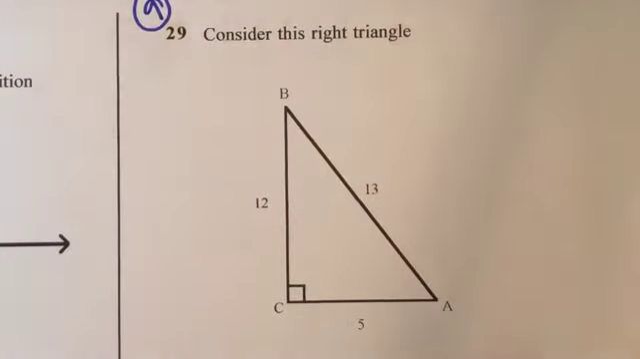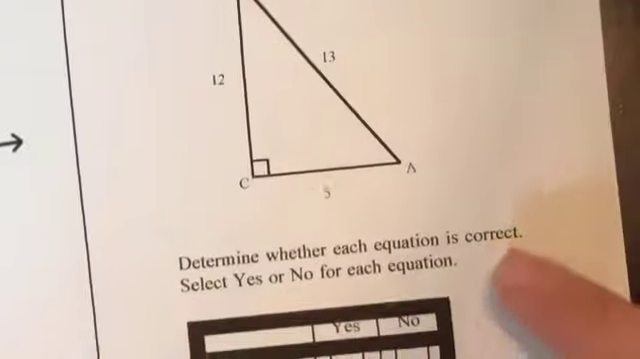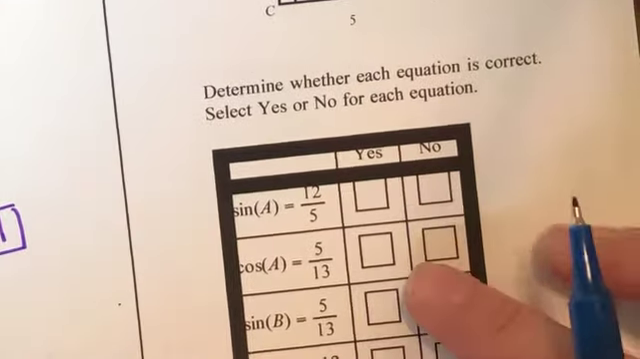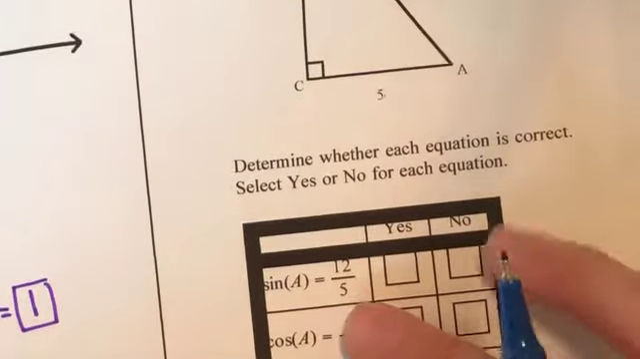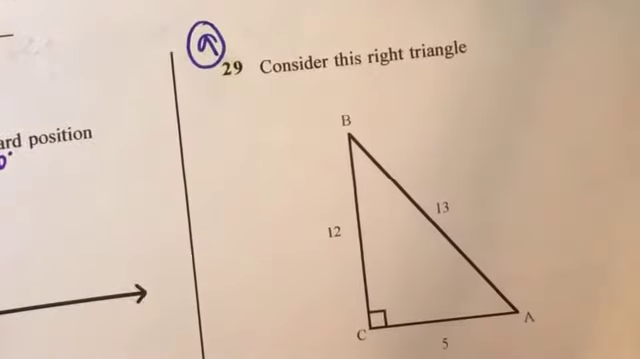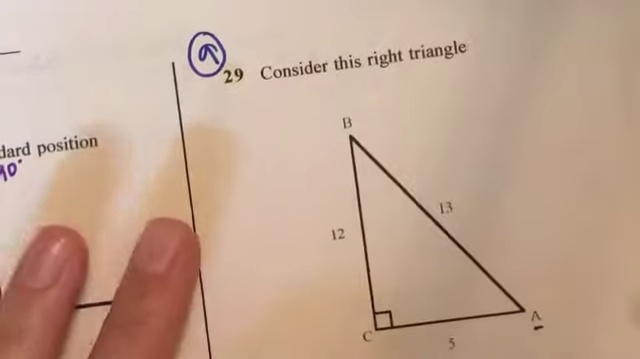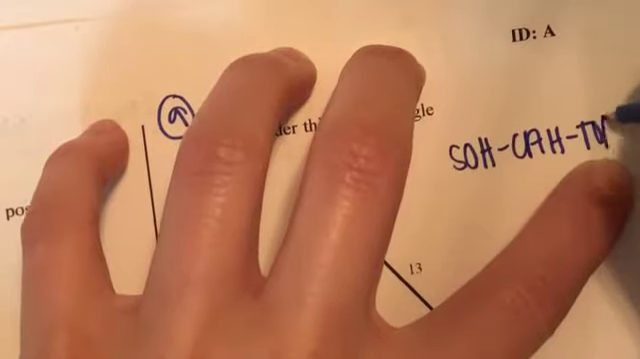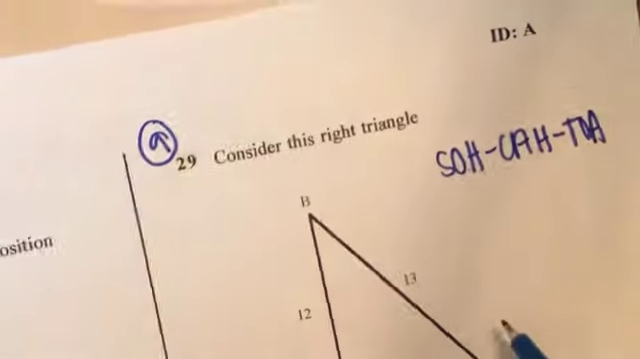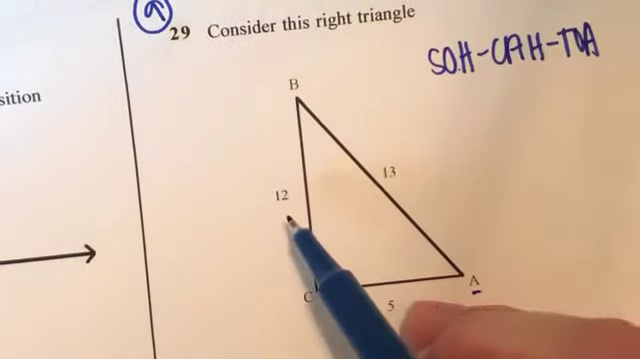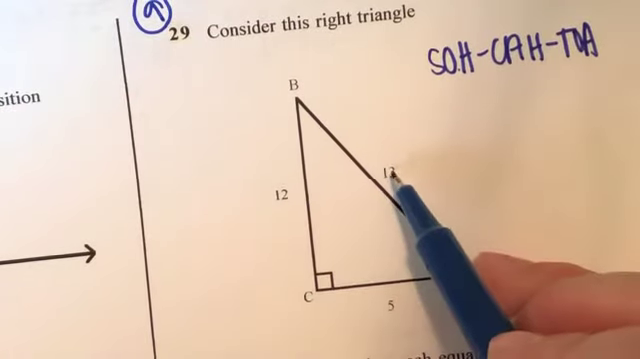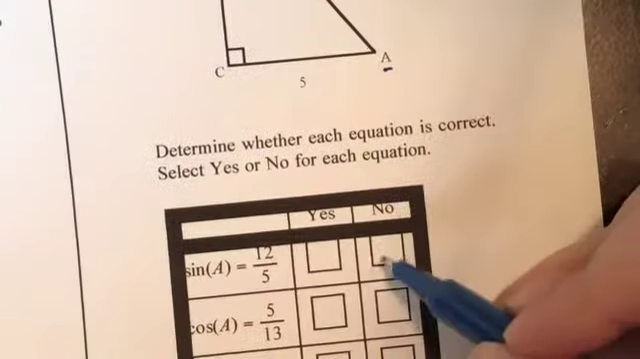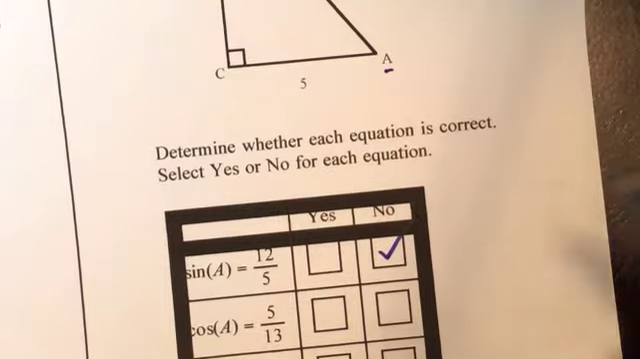Last question, number 29, we're going to consider this right triangle and then determine whether each of these equations is correct by selecting yes or no. So sine of A equals 12 over 5. Let's see if that works. So here's A. Sine, if you guys want to write this down again, SOHCAHTOA, sine means opposite over hypotenuse. So sine of A would be opposite, which is 12 over hypotenuse, which is 13. So sine of A is 12 over 13. They put 12 over 5, so we're going to check no, that is not correct.